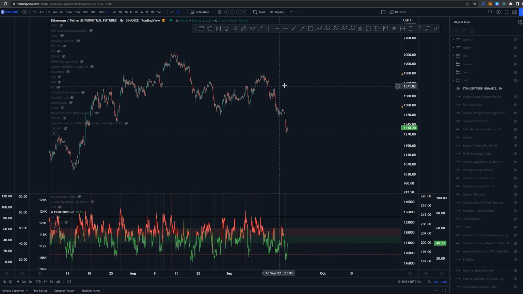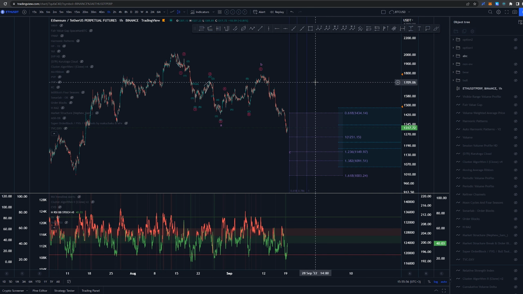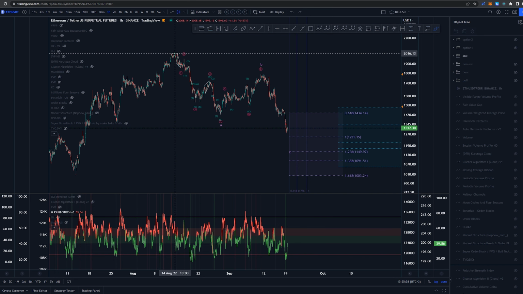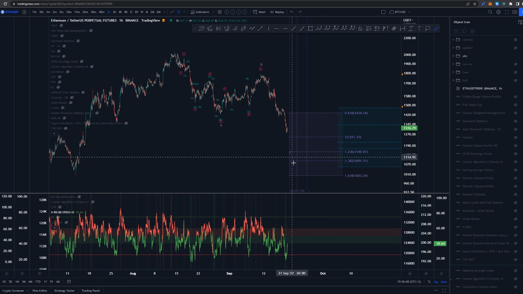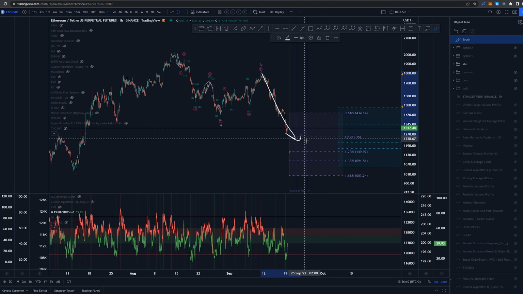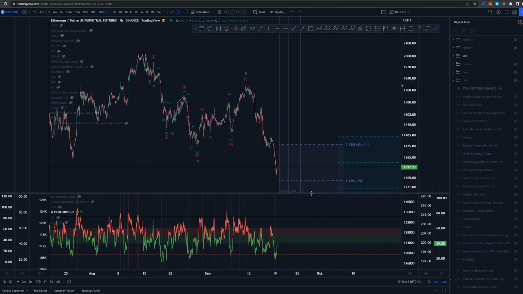Starting here on 1 hour time frame and looking at this ABC again. Since these highs that were established on the 14th of August at around 2k, I've labeled this as a 5-wave structure coming down into wave A, a 3-wave structure coming back to wave B, and now we would be looking for that wave C that we've been waiting for.